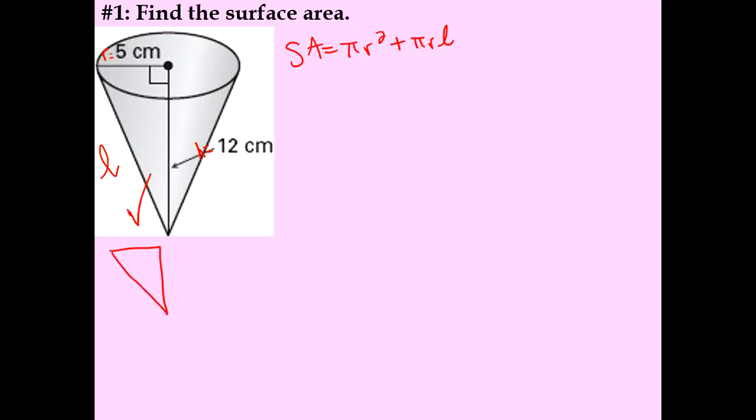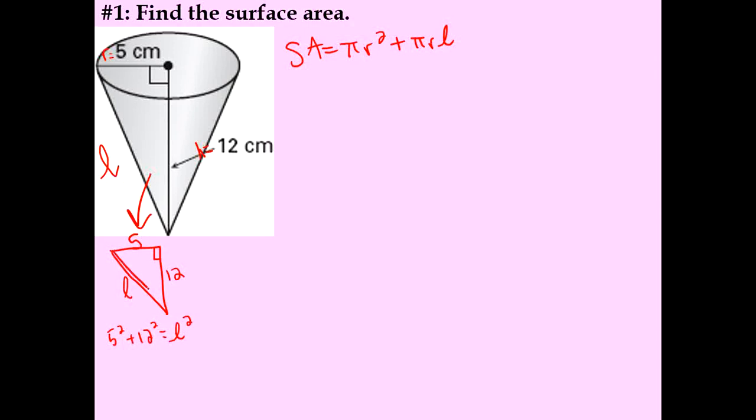I'm going to bring this triangle to life over here and pull it out of the cone. So this distance is 5 and this distance is 12, and we want to find what L is, or that slant height. So we're going to have to use Pythagorean theorem because we don't have any degree measures and we have two side lengths. So it's going to be 5 squared plus 12 squared is equal to L squared.